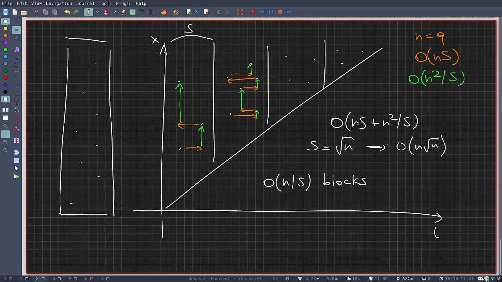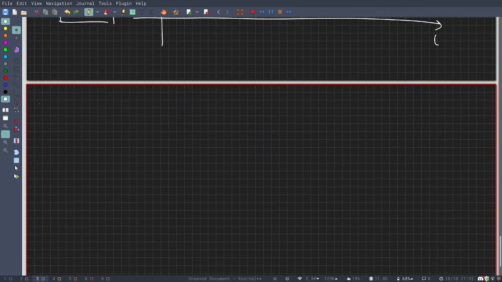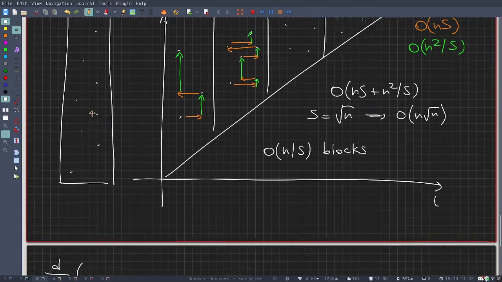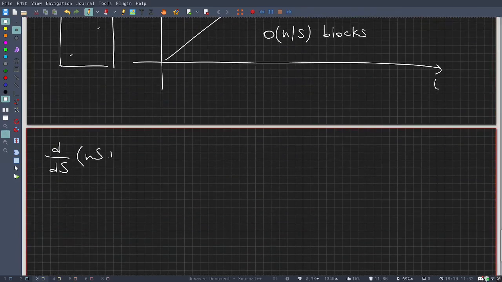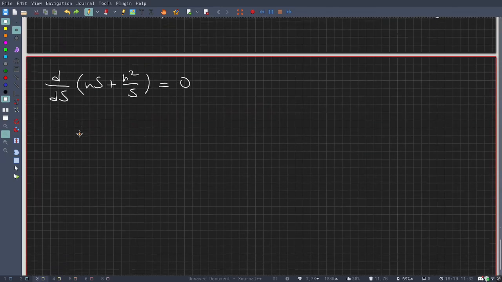Do you know derivatives? Of course, so we know derivatives. Okay, so you can just do this: ns plus n squared over s equals 0. And so in this way we hope to find a minimum of this function, so a value of s such that this function is small.